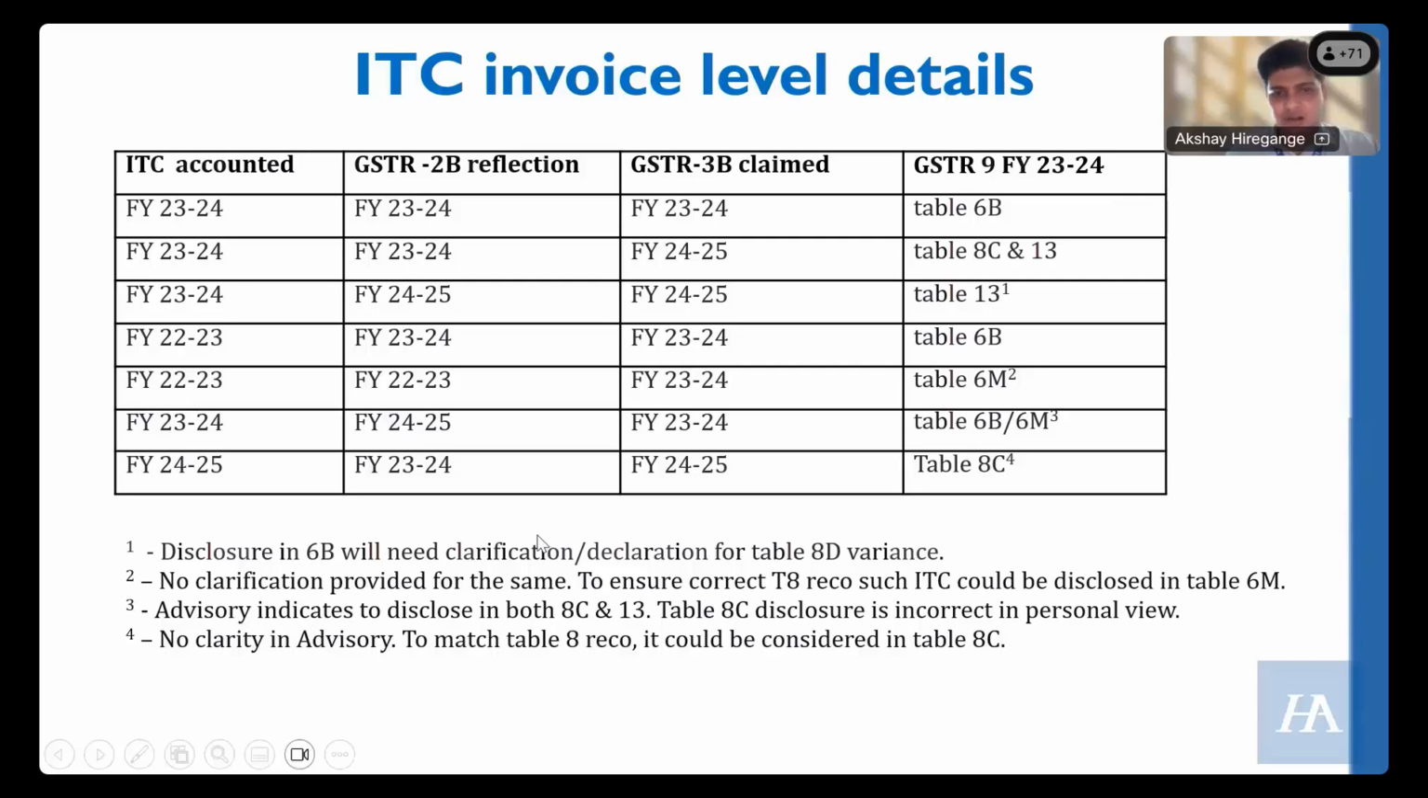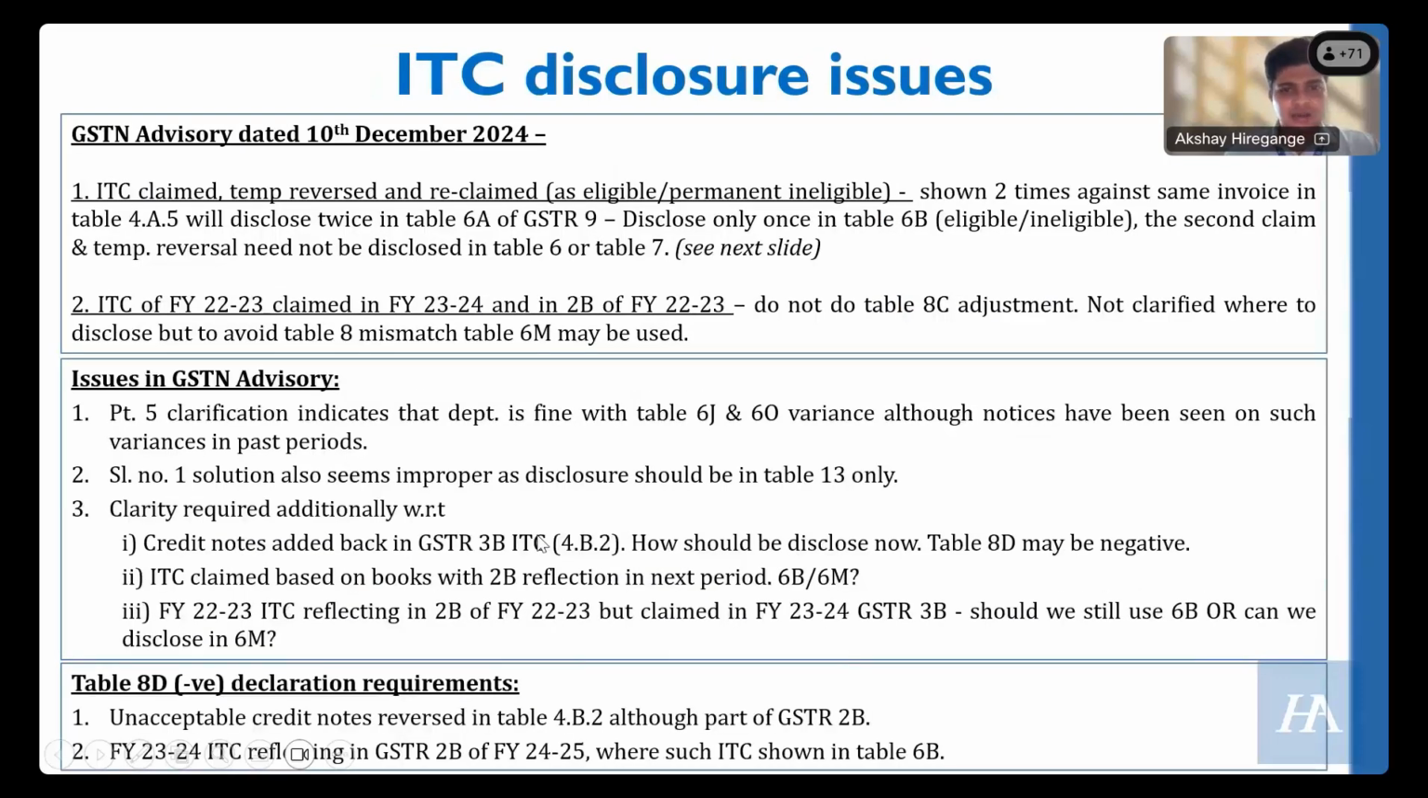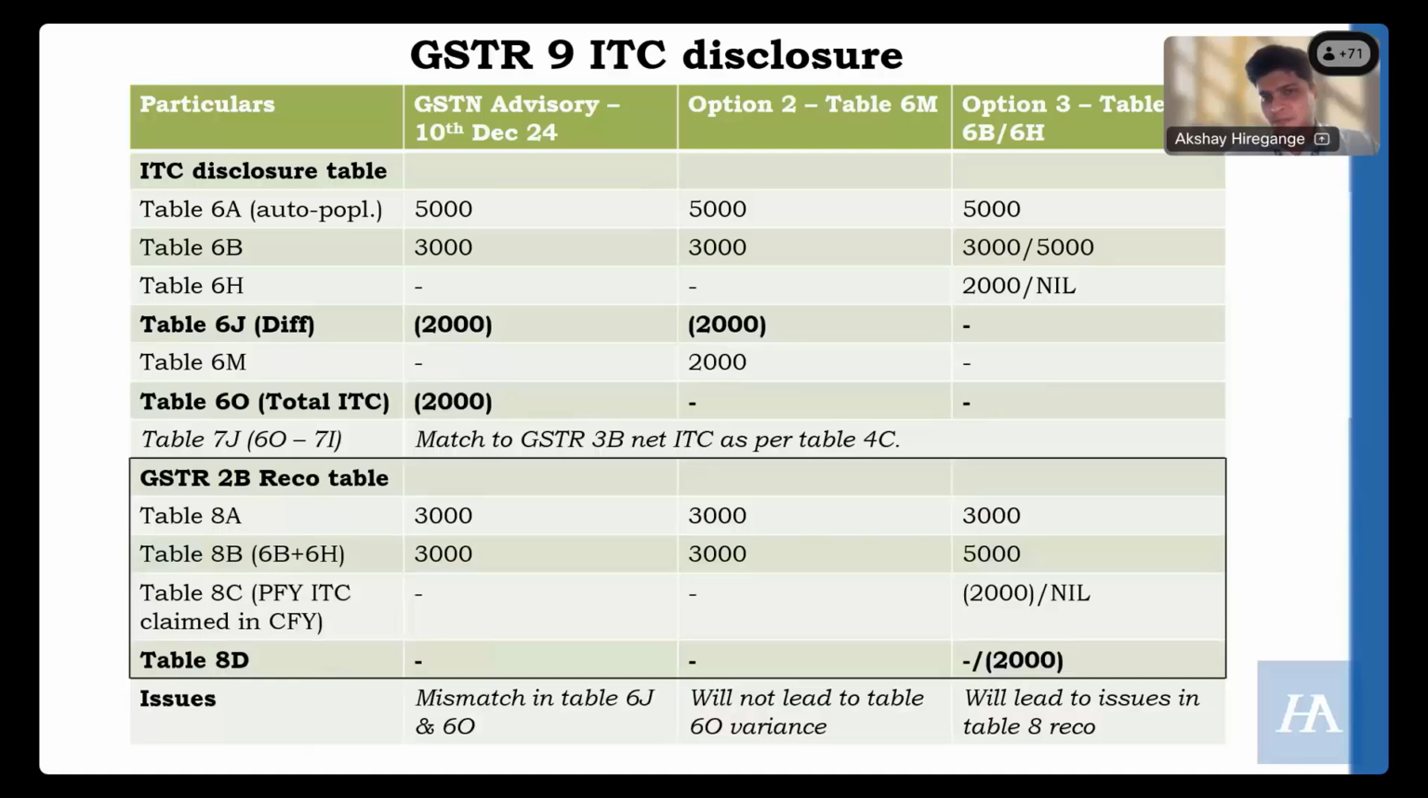Alternatively, if you are not satisfied with that reasoning, you can use option 2, which is on your screen, which is using table 6M. But if you ask me to show the law which says that you can show it in 6M, there is no law. This is our view that you can use this option also to avoid the table 6O showing a different figure than 6A.